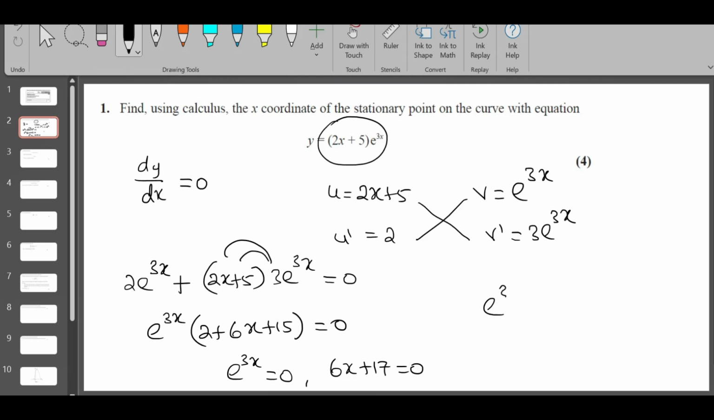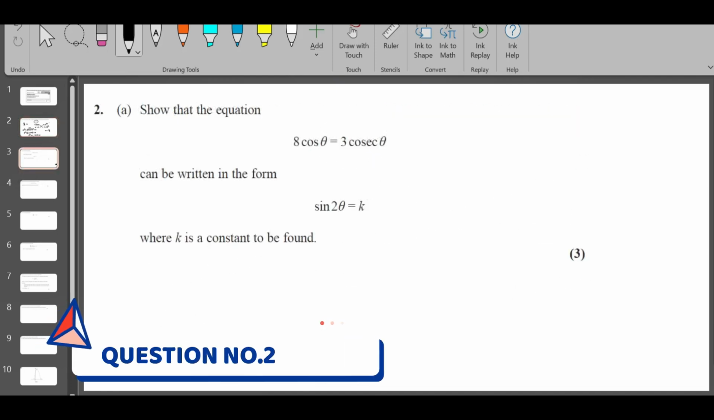The e power 3x is equal to 0 has no solution, because in order for this to be equal to 0, x has to be minus infinity. E power minus infinity is 0. So basically you can just ignore it. Take the other equation, x is minus 17 over 6. That's all.